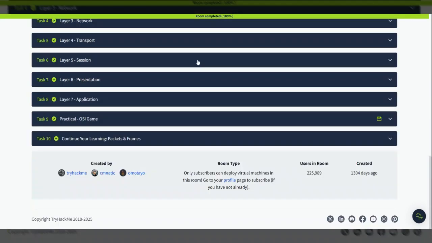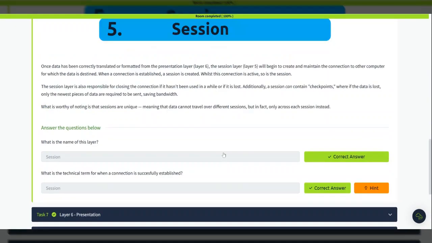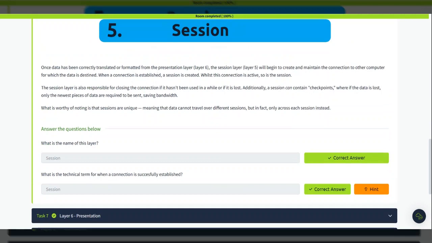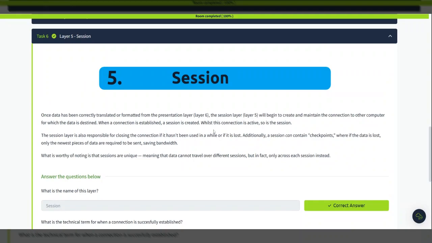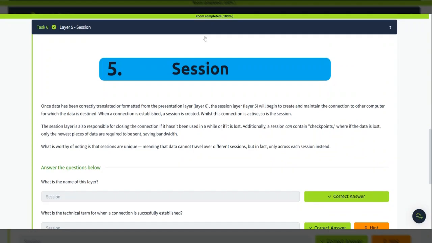For 5, session, I think I just maybe wanted to go a little bit more in depth in this one. I don't feel like I got as much as I did the other layers. And then of course the questions were really simple. I just wish this one went a little bit more in depth about what session was.